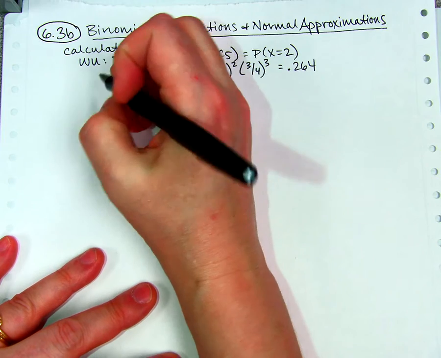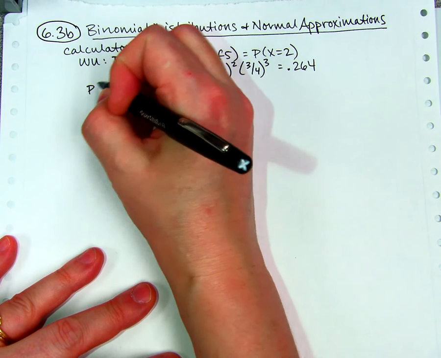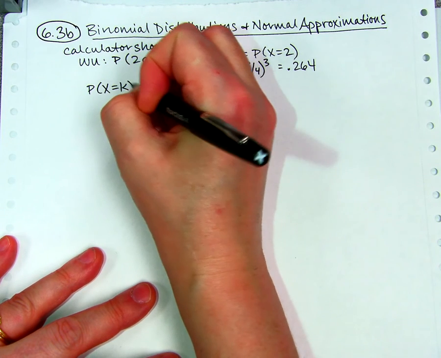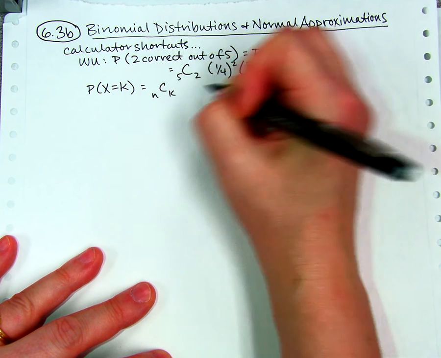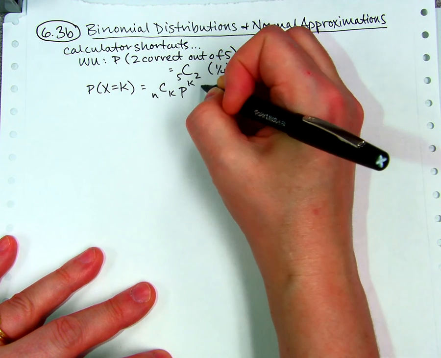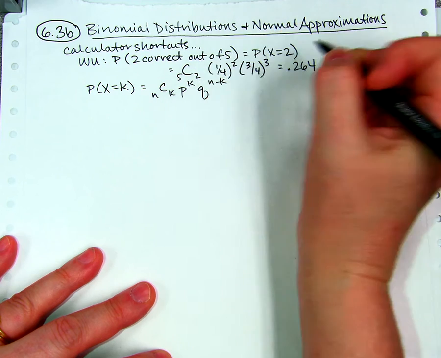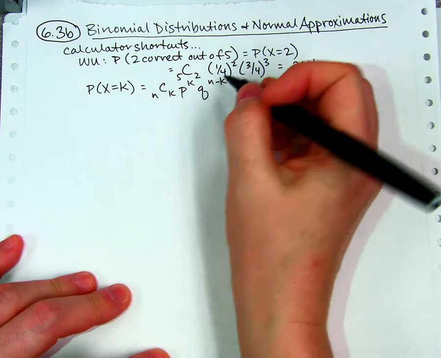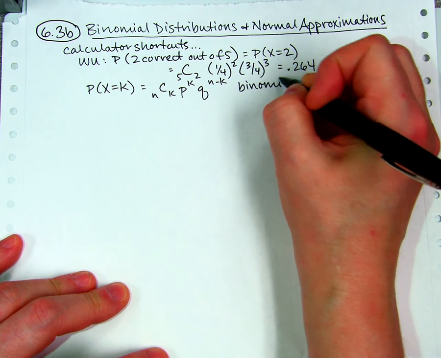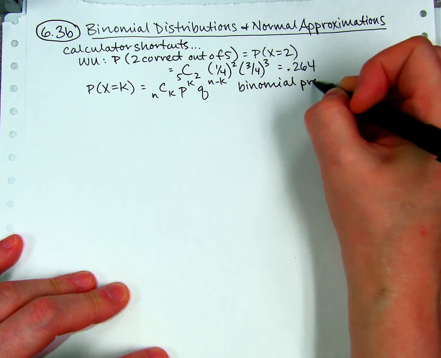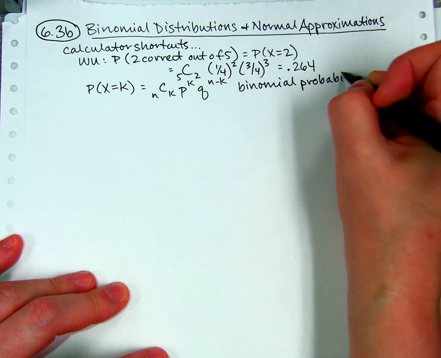I'm going to write it in symbols first. The probability that x equals k, our book calls it k, would be C(n, k) times p to the k and q to the n minus k. And that is the official binomial probability formula. One of my favorite formulas. That's why I taught it to you without the shortcut first.